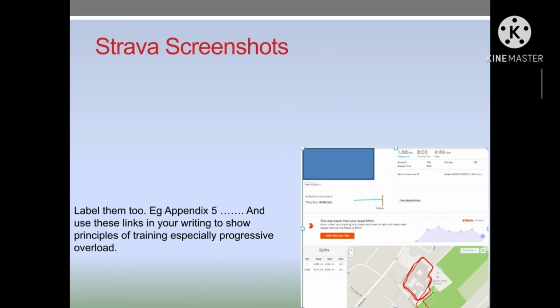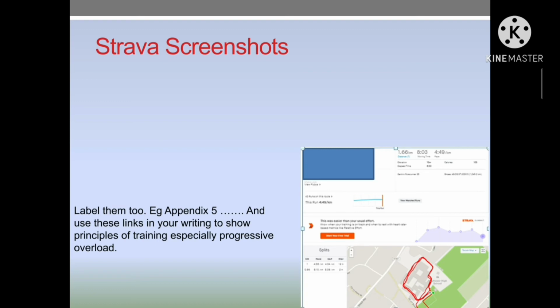I find for cardiovascular fitness, using something like Strava is really useful, because what you can do is take screenshots off your phone or off a PC or laptop, and you can print those out and add them to your appendices. You can then link those from your work to your appendices so the examiner can see all the detail, like the pacing and the distance you travelled and the amount of time that you ran for. It's a really good way of looking at how you change your sessions.